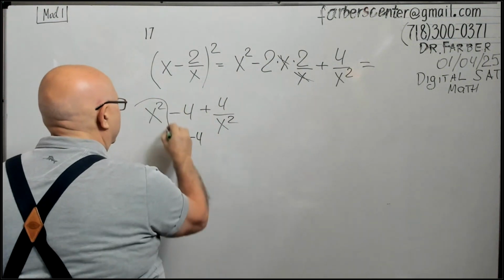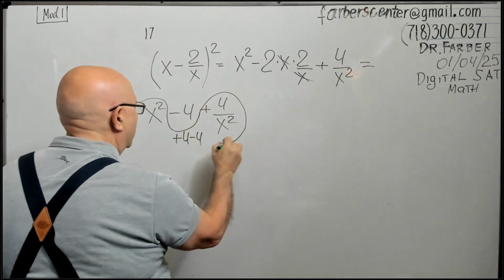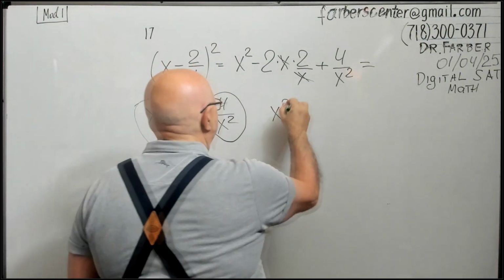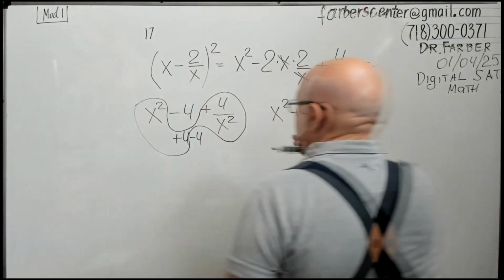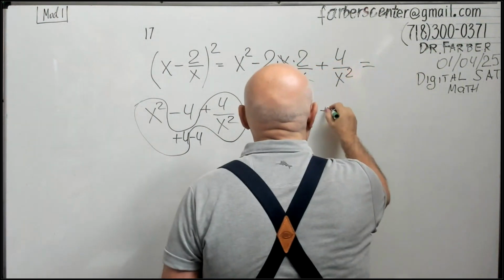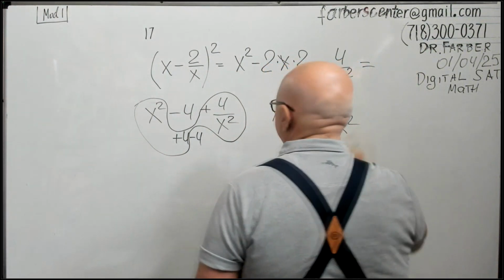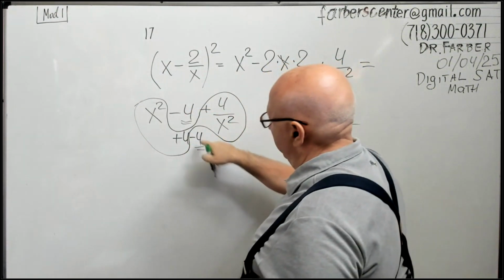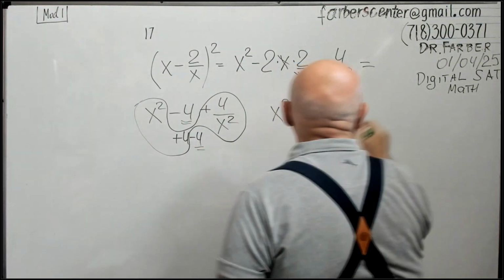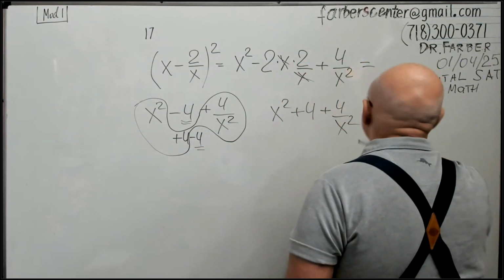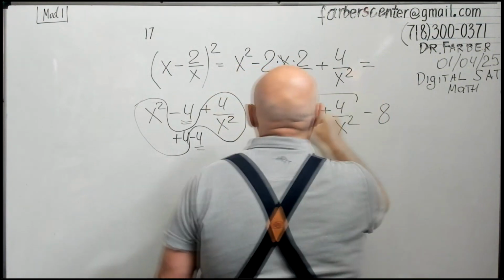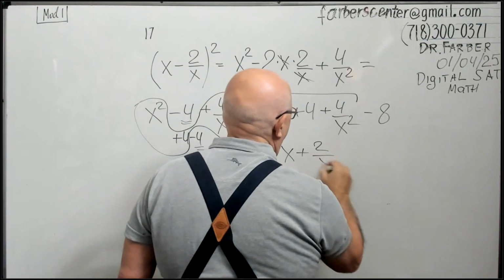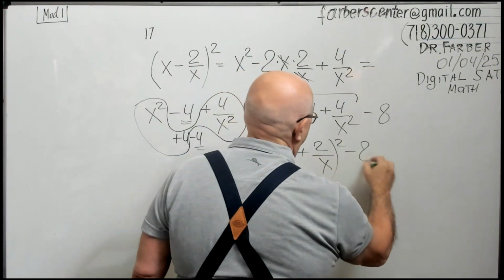After that, I write this way. I have x squared plus 4 over x squared, and this minus 4 and this minus 4, because I added 4 and subtracted 4. It would be minus 8. These three terms are the same as (x plus 2 over x) to the power 2 and minus 8.